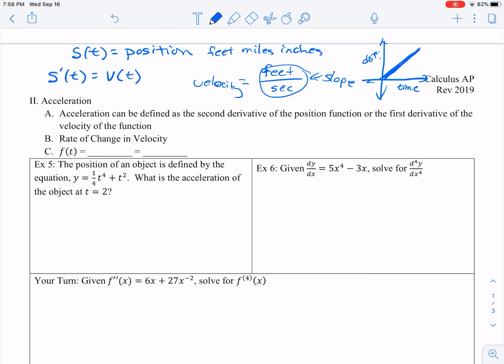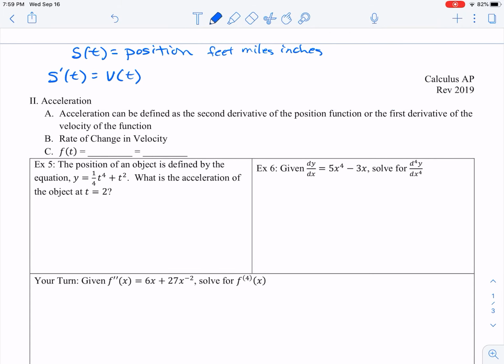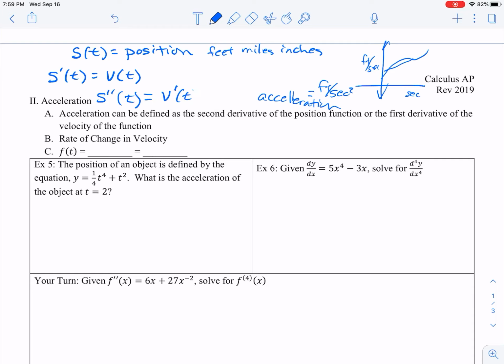Now if I graph, hang on, we're going to get rid of all this. If I graph a velocity function, I have feet per second, and this is in seconds. When you do the slope, you have feet per second per second, which is feet per second squared, which is acceleration. Okay? So the second derivative of the position function equals the derivative of the velocity function, which is acceleration.